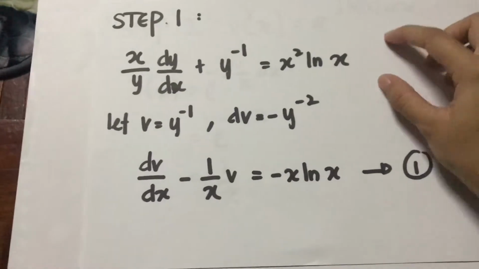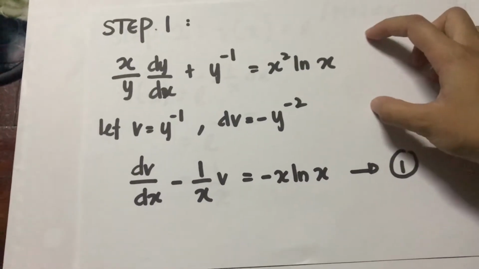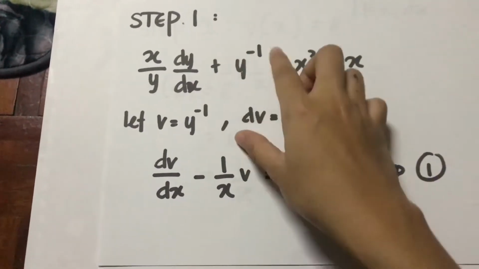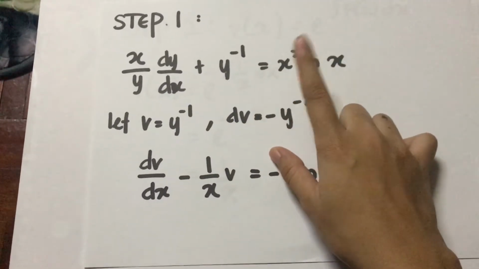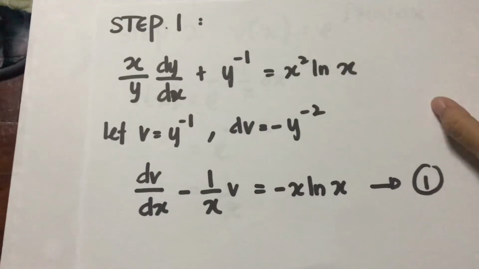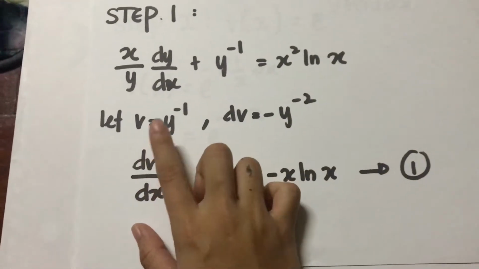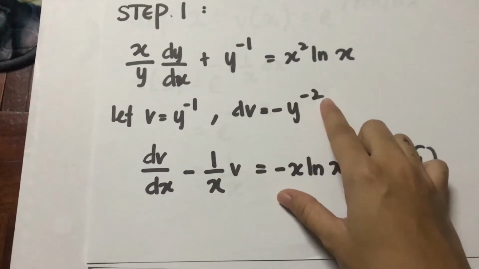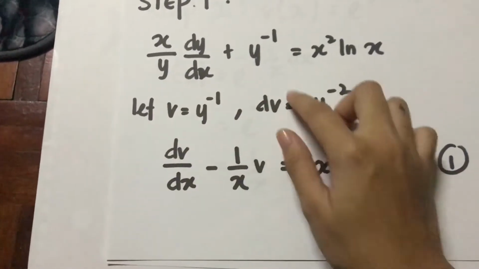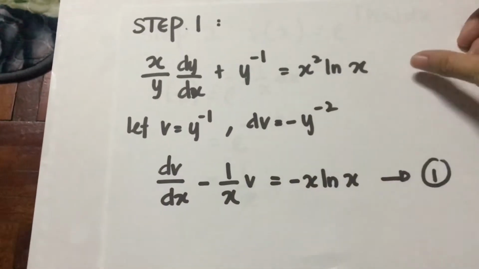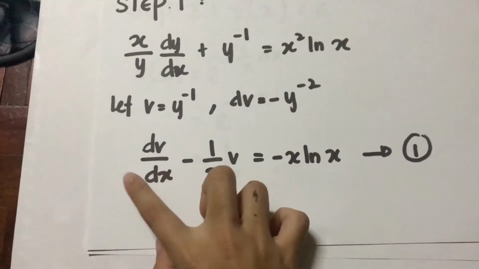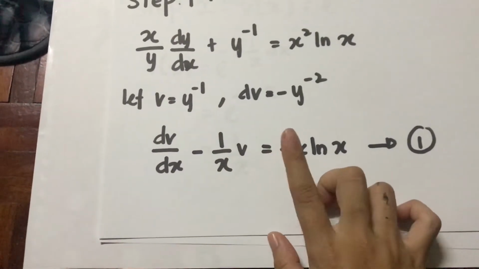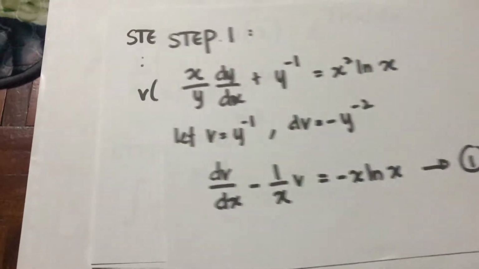We're going to change this form into the linear one, which is the integrating factor form, dy over dx plus pxy equals fx. So how are we going to change it? By letting v equal y power of -1 and dv equal -y power of -2. So we substitute this into this equation. We have found that dv over dx minus 1 over x v equals -x ln x.